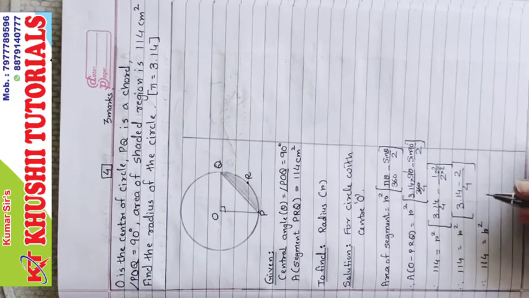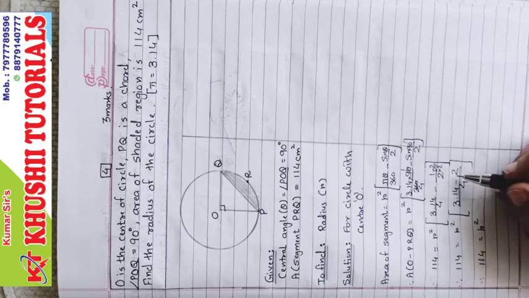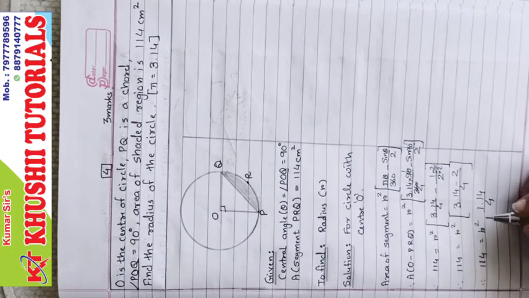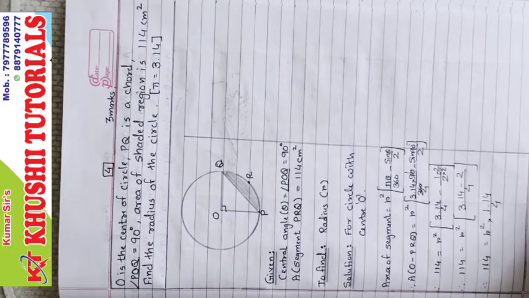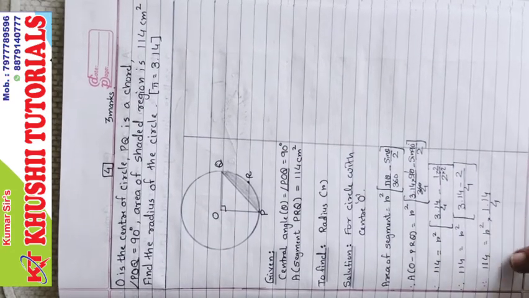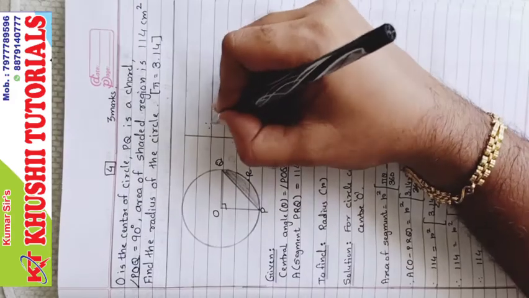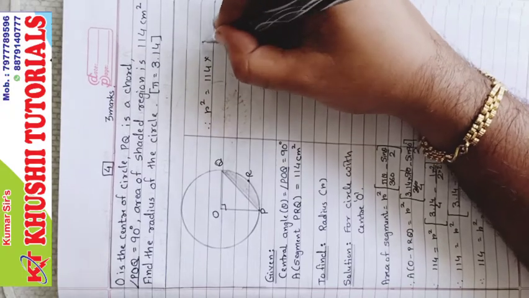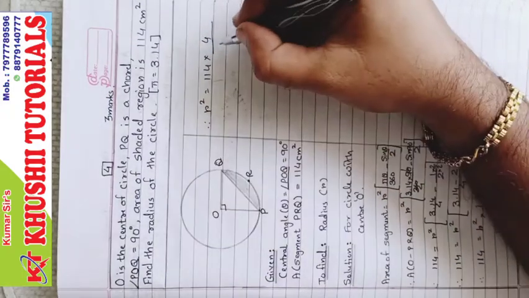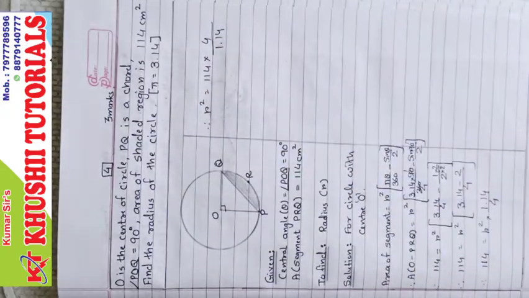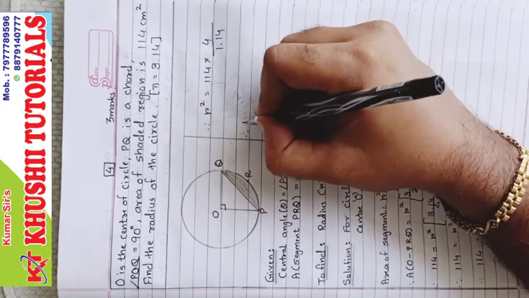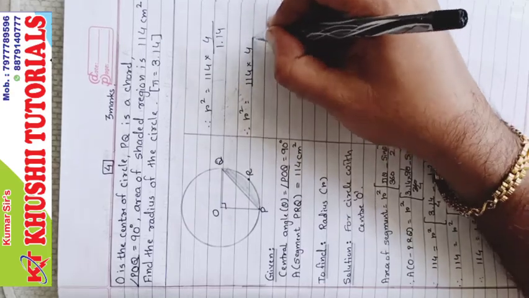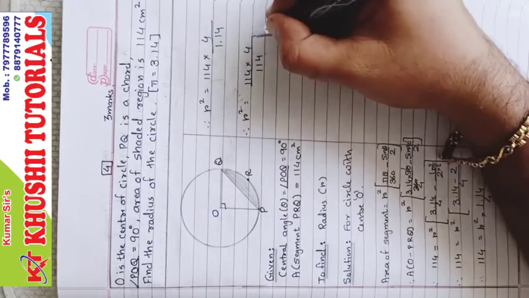114 r square. 3.14 minus 2 is 1.14 upon 4. Right, this will come on this side. Therefore r square equal to 114 into 4 upon 1.14. R square equal to 114 into 4 upon 114.